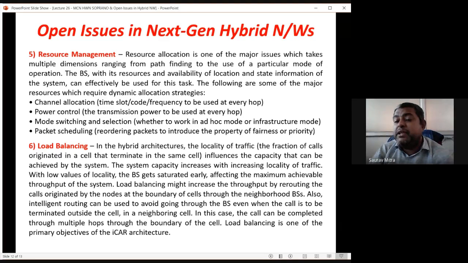Previously, B to BS1, BS1 to BS2, and BS2 to the destination node. Only 3 hops were there. In this case, if we are using ad hoc mode, the number of hops is increasing. But in that case, the base stations are actually kept free for bigger or more difficult work. So load balancing is one of the primary objectives of the ICAR architecture.